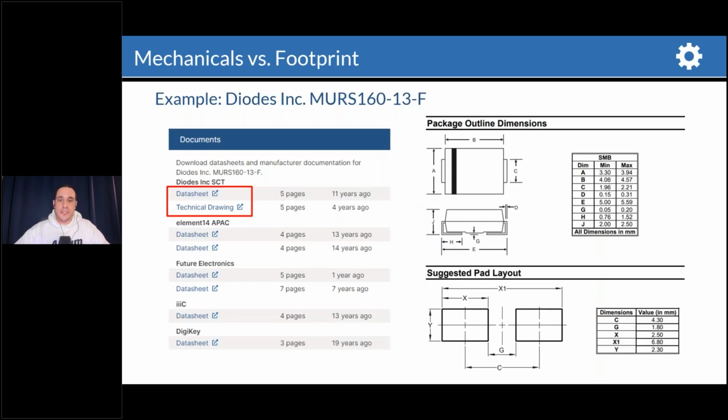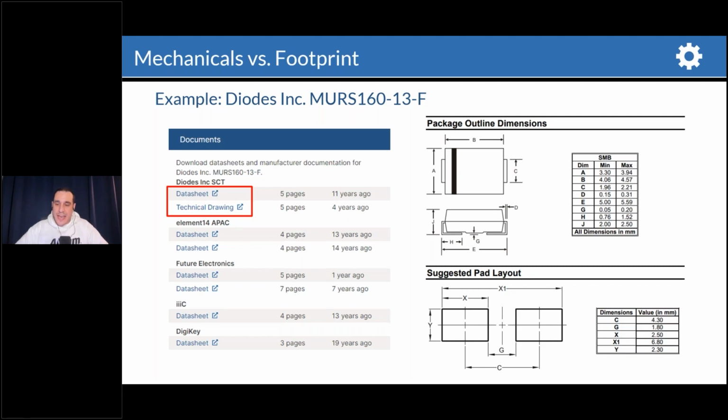So first, let's look at some of the other important information related to mechanicals. I'm showing here an example from a Diodes Inc. component. You can see here that for the parts data that's available for this component, we have a data sheet and we have a technical drawing. Either of those could be used to get the package outline dimensions. And then here we also see a suggested pad layout.